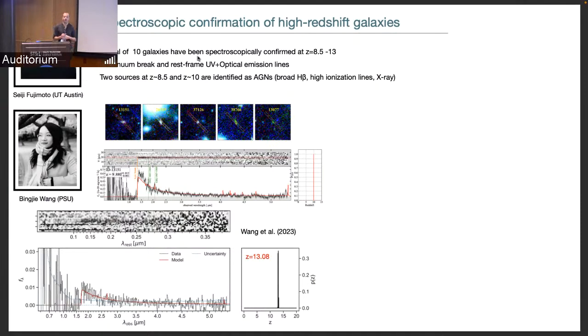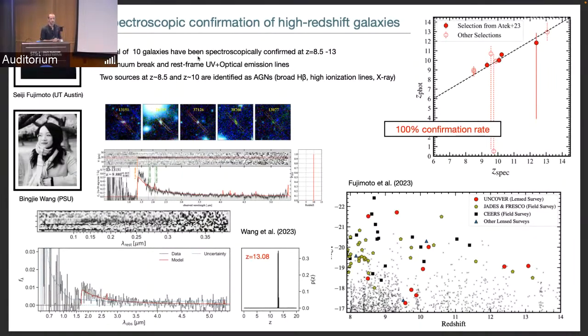We've been wondering also about how robust the photometric selections of these high redshift candidates are. I can tell you that we had a 100% confirmation rate of these dropout candidates at high redshift. So the selection is pretty robust. And here in this plot, the MUV versus redshift plot, you see how this UNCOVER spectroscopy adds to the sample of spectroscopic confirmations of high redshift galaxies up to a redshift of 13. And it turns out 2 of these sources have AGN signatures, either through broad H-beta emission line, high ionization lines, or even X-ray detections.